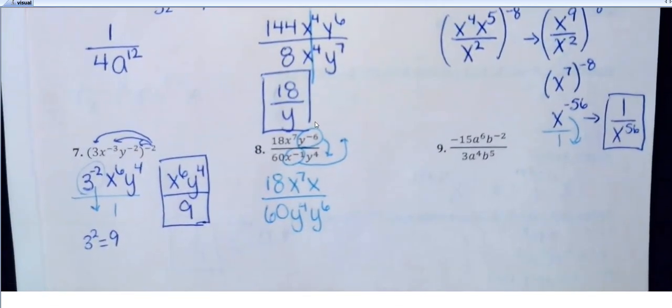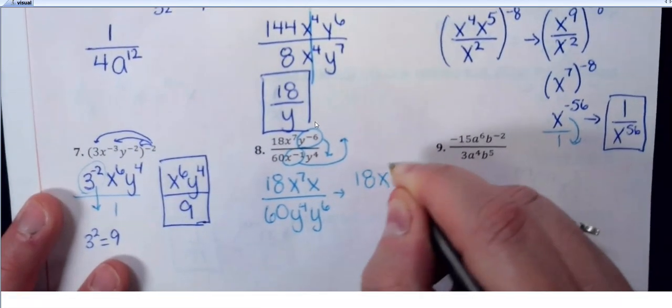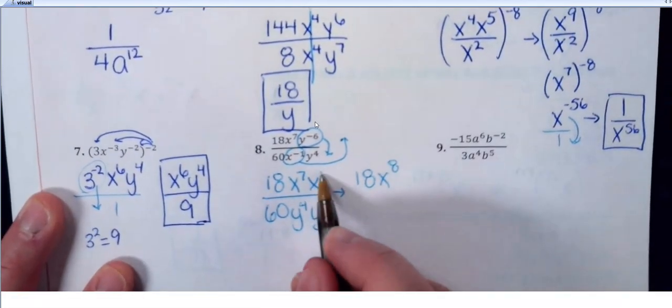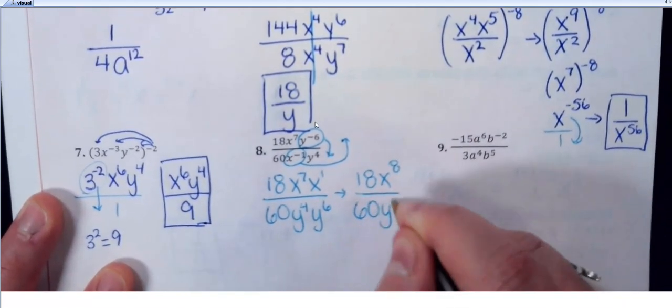When you move it to the opposite part of the fraction, it's being multiplied, so that's going to be the product property here. So on the top, I'd have 18. This would be x to the 8th, because I've got 7 and then 1 more. And then on the bottom, we'd have 60 y to the 10th.